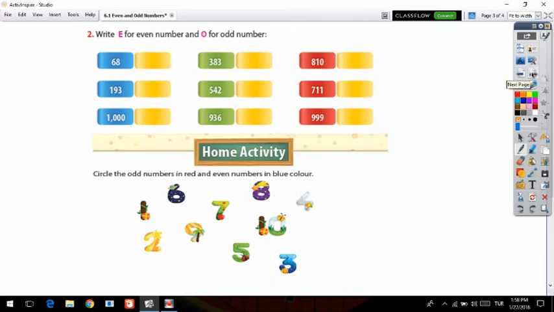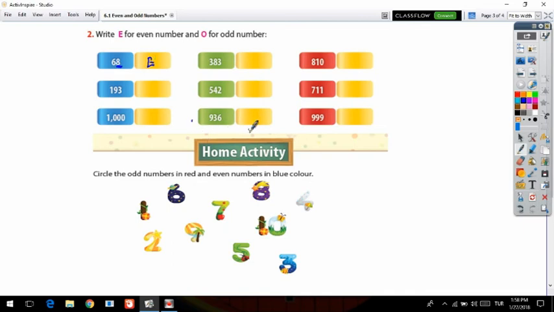Now let's look at question 2. Write E for even number and O for odd number. Everybody, now let's look at the first example. We have the last digit, that is 8. Which kind of number is 8? 8 is an even number. Because of that, 68 is even. So we write just E.